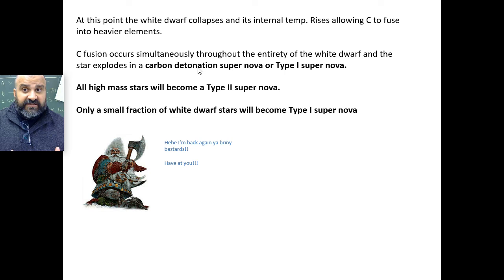So that could be the fate of our sun when it becomes a white dwarf, if it had another companion, if it had a star nearby that it could suck matter off of. So all high mass stars, so this isn't us, these are big stars, will become a type 2 supernova. Okay? Only a small fraction of white dwarf stars will become a type 1 supernova. Okay? And ignore the cartoon.